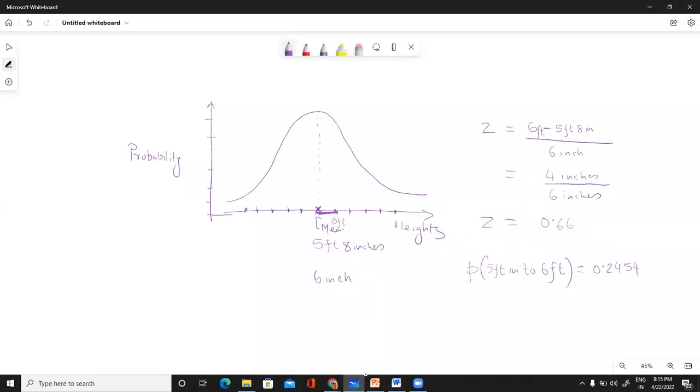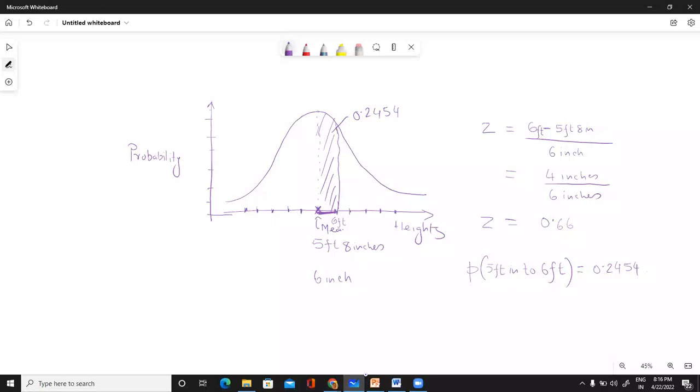So this is the application of normal distribution. That means the area under the curve, this much area, is 0.2454, or 24% of the area is under the curve. So there is a 24% chance that the height will be between 5 feet 8 inches to 6 feet. Or you can also say 24% of people will have height between 5 feet 8 inches to 6 feet.